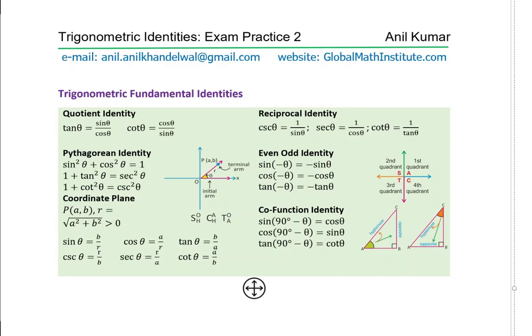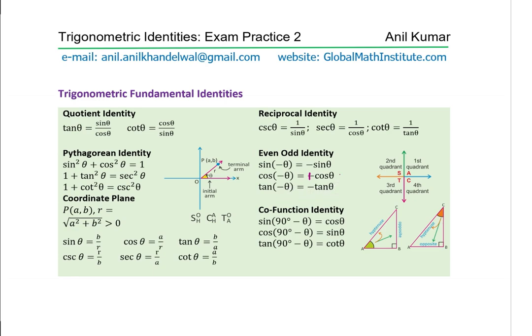To begin with, let us recall some formulae based on trigonometric identities. We know the quotient identity, which is tan theta is sine over cosine theta, cot theta is cos theta over sine theta. The reciprocal identities are cosecant theta is 1 over sine theta, secant theta is 1 over cos theta, cotangent is reciprocal of tangent. We'll also look into even and odd identities. Sine of minus theta is minus sine theta, cos of minus theta is plus cos theta. Tan of minus theta is minus tan theta.